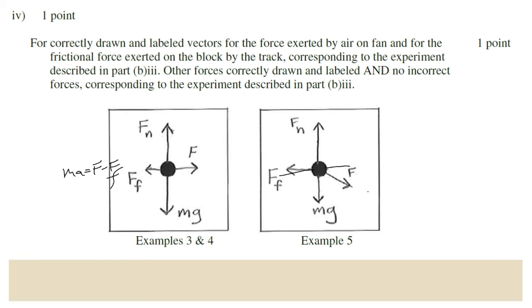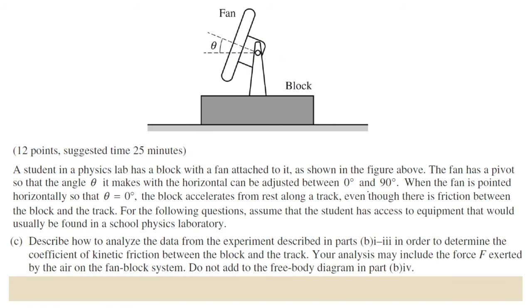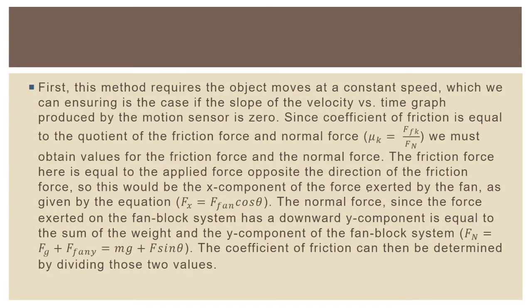All right, moving on to the next part here. It says, describe how to analyze the data from the experiment described in parts B1 through 3 in order to determine the coefficient of kinetic friction between the block and the track. Your analysis may include the force F exerted by the air on the fan block system. Do not add to the free body diagram that you already drew in that previous part. So you already know what my experiment looks like.